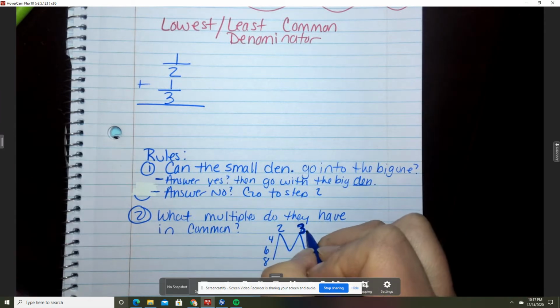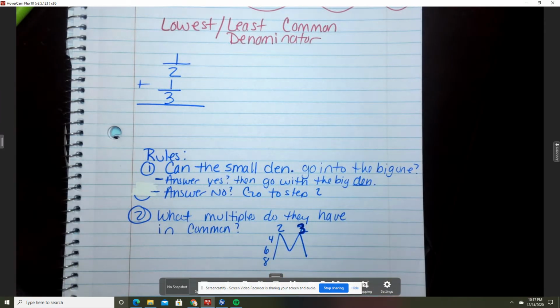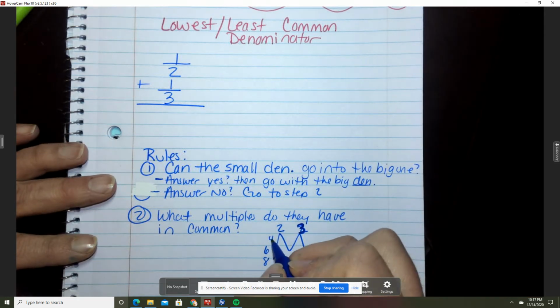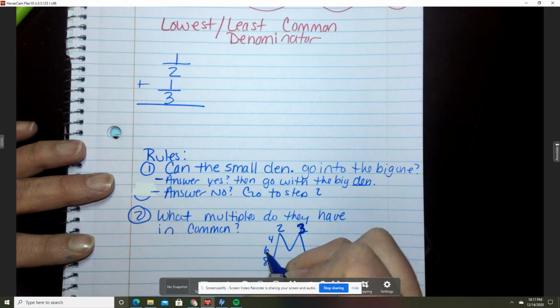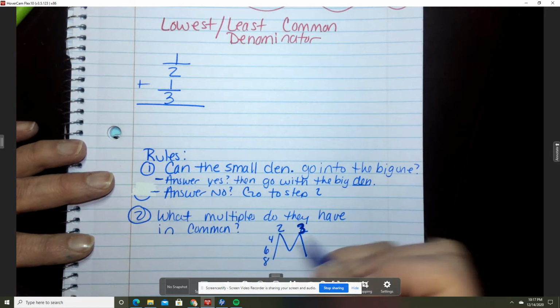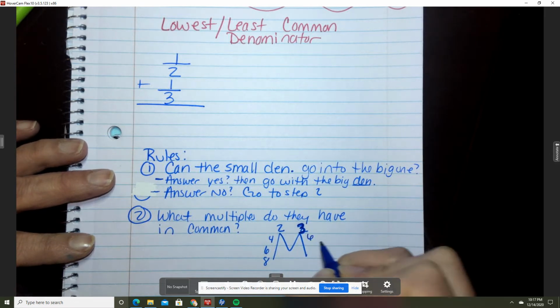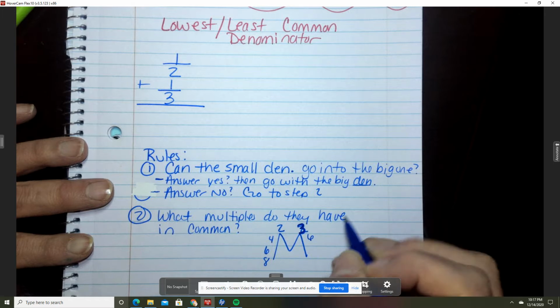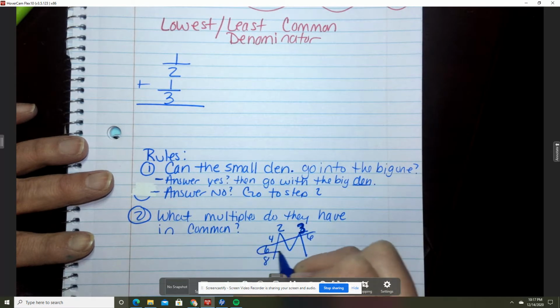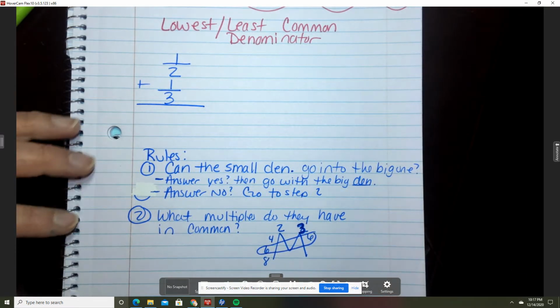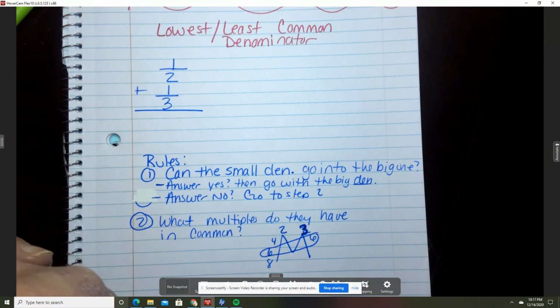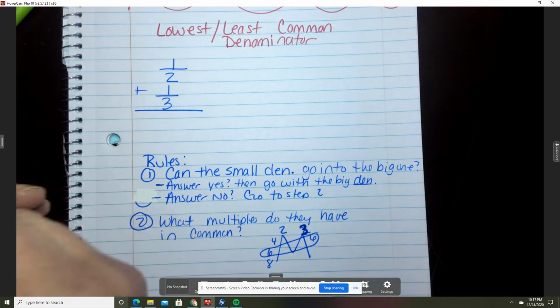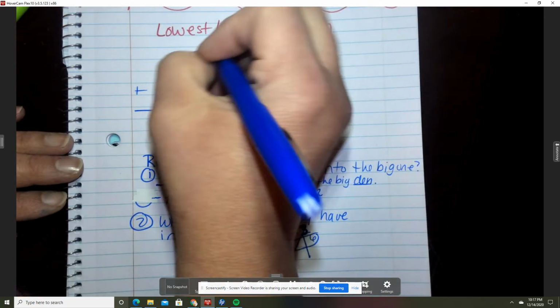All right, so multiples are when you take that number and you multiply it by each of the numbers in the multiplication chart, 1 through 10, right? So 2 times 2 is 4, 2 times 3 is 6, 2 times 4 is 8, 3 times 2 is 6. Oh, there we go. We have our lowest common multiple. So that tells me that 6 is going to be the least common denominator.